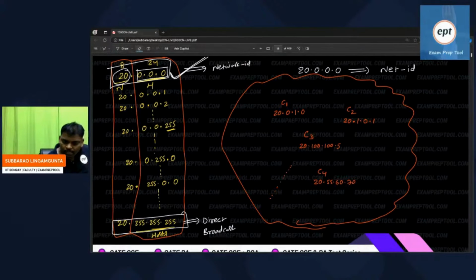Direct broadcast address. These are special addresses. Please be careful. The first IP you cannot use, and the last IP you also cannot use. They are for special purpose.